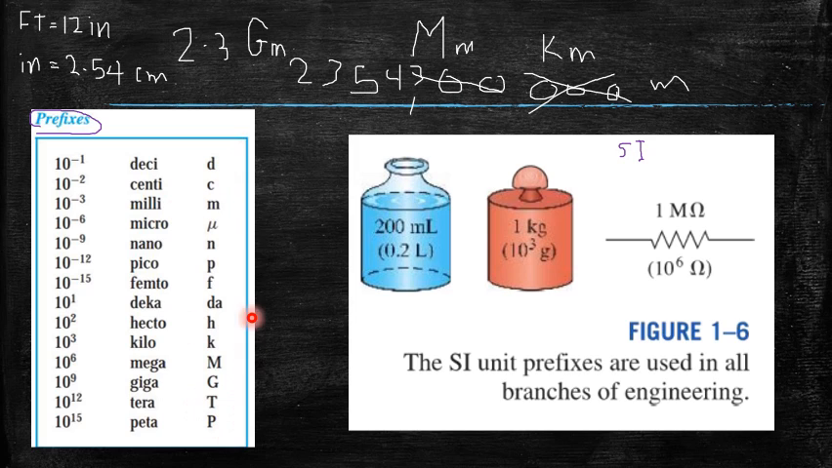Of course, these prefixes can be used with mass units, length units, force units, and so on. So we can say centimeter, centipoise, centinewton, micronewton, micrometer, microgram, and so on. So it can be used with any unit.